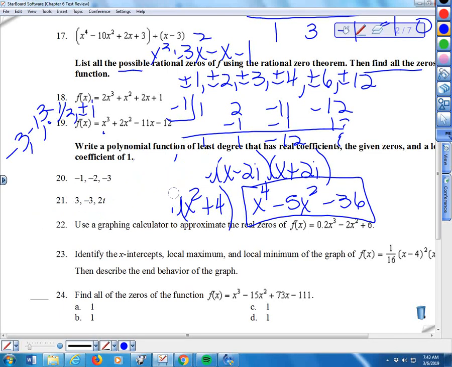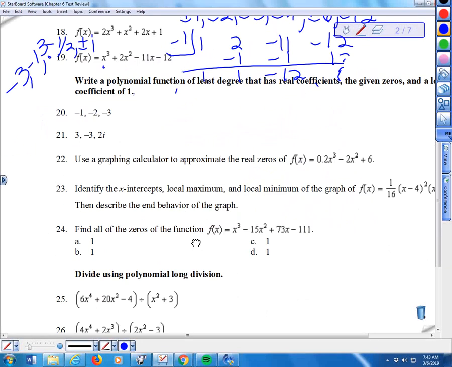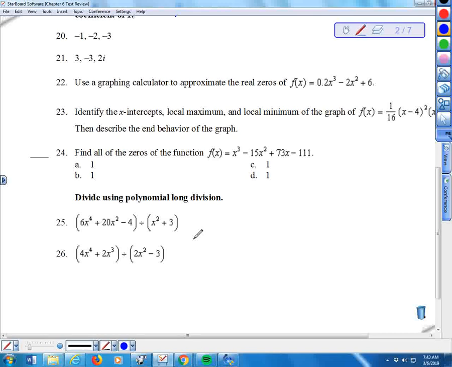All right. Use a graphing calculator to approximate the real zeros. So I'm just going to type this in the graphing calculator: 0.2x cubed minus 2x squared, minus or plus 6. And graph it. And then I just use the zero function to find the zeros.